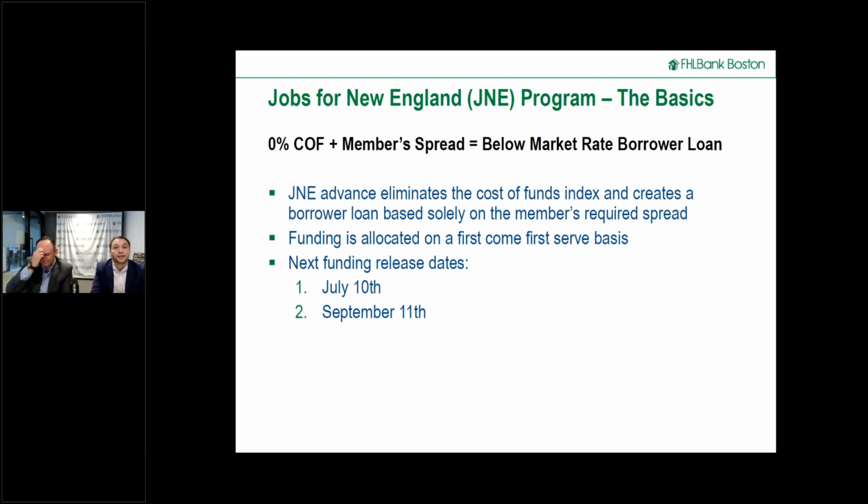The funding is pretty competitive. It is allocated on a first come, first served basis, and it goes by funding release dates. Two have already passed, but we have the next two on July 10th and September 11th. I think any member who has a small business lending program should have J&E applications at the ready.